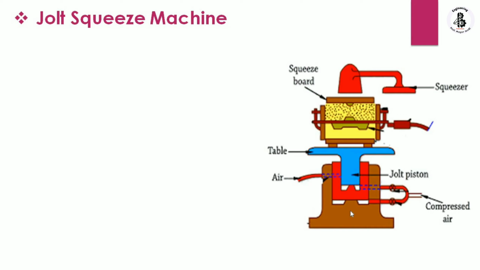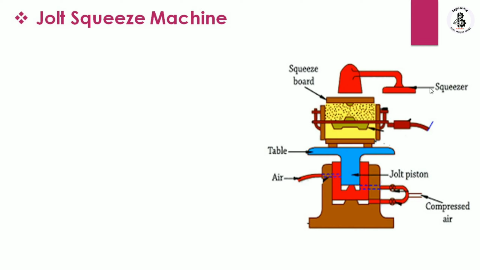Just as you can see, that is the lower part. We already discussed the jolt machines. Compressed air is used for the up and down motion of the cylinder piston mechanism, or you can say the jolt pistons. These jolt pistons are connected with the table, and onto the table are the patterns and the mold box. So what happens is that this mold box is lifted upward and dropped downward. And one more thing: it is combined with the squeeze machine.